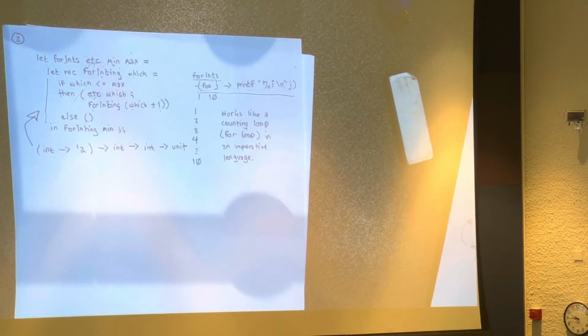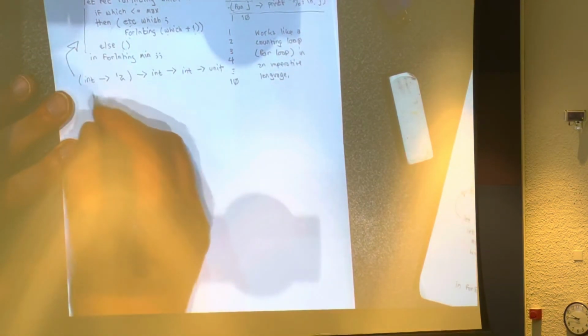Other questions? Okay. Well, somebody had a good question. They said, can we nest these? So in an imperative language, we can nest for loops. So why could we nest these also? And the answer is we can. And that's actually one of the things I wanted to demonstrate.